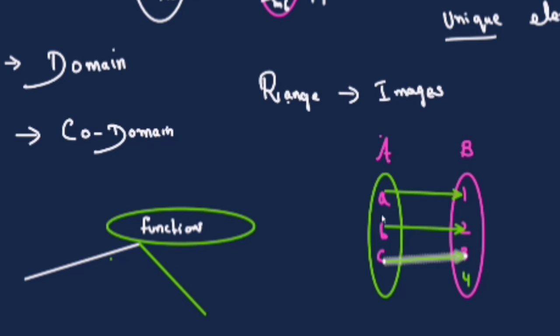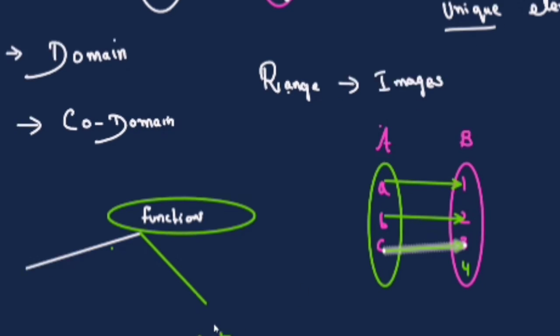Now, different elements. Can you see the different elements here? A is different, B is different, C is different. Different elements have different images. Can you see that A has the image 1, B has the image 2, and C has the image 3? So this is a one-to-one function. This is an example of a one-to-one function. So when different elements have different images, then we say it is a one-to-one function.